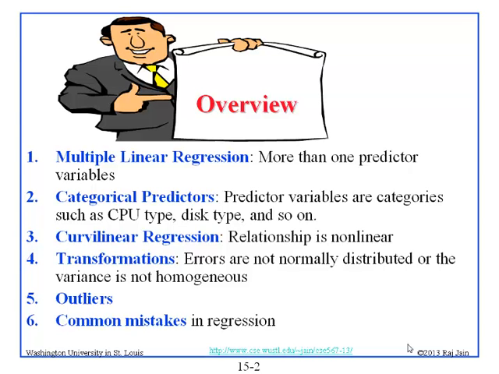So we could have categorical variables, or we could have curvilinear regression, or we will need transformations, which means that somehow the relationship is not linear, but if we do something, we can make it linear. And then outliers, what to do when you find some points which are not following the model, and then common mistakes.